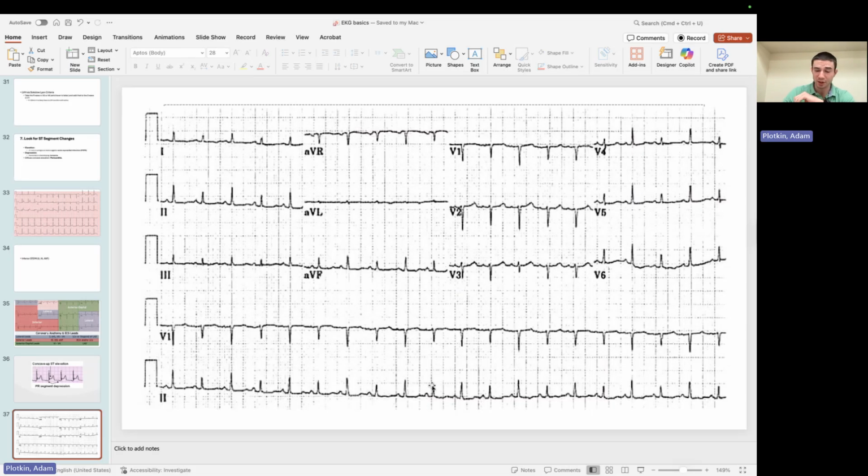And then low voltage, right? That could be effusion, it could be obesity, COPD, amongst other things. When I see electrical alternans plus low voltage QRS, that keys me in on cardiac tamponade. And I'm not sure where you guys are at in your education, but tamponade would be an effusion that has now cut off forward blood supply, right?